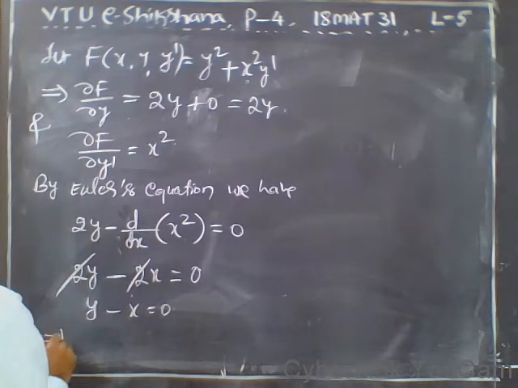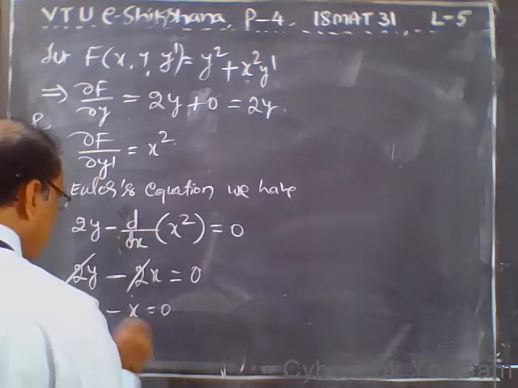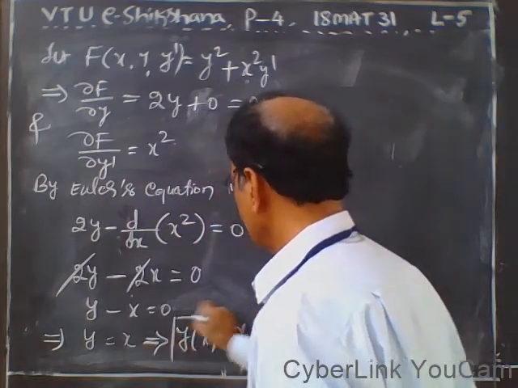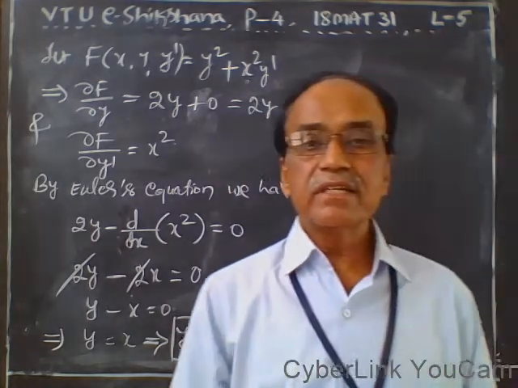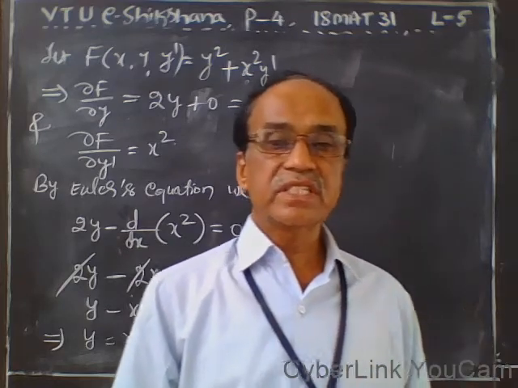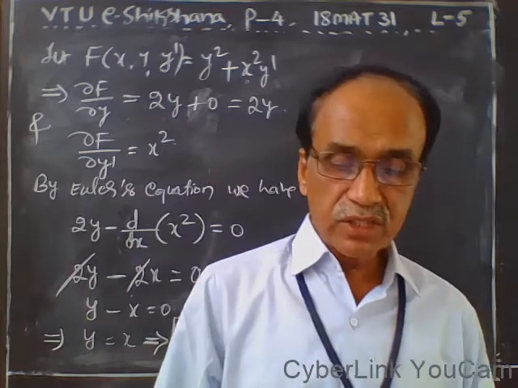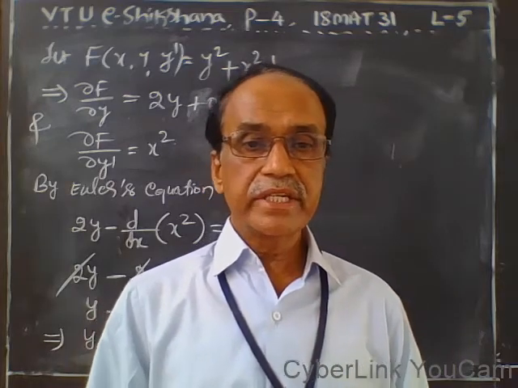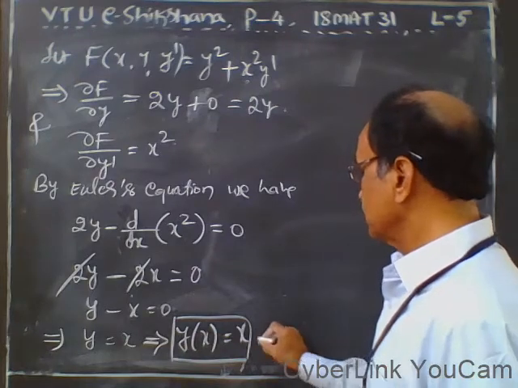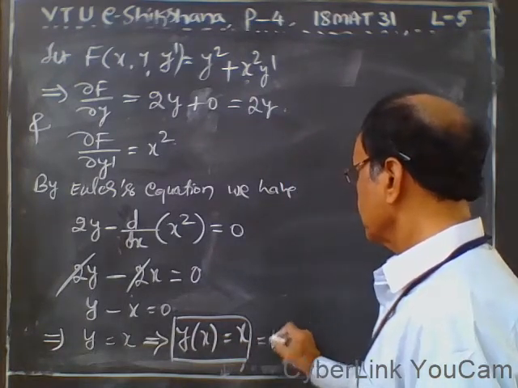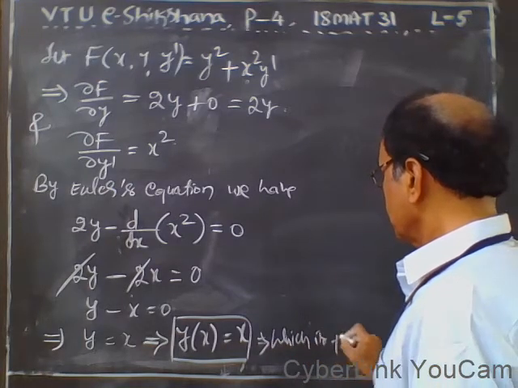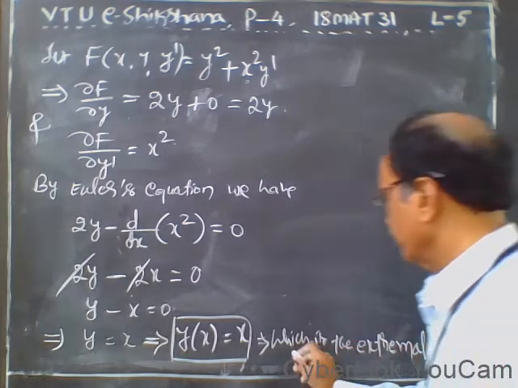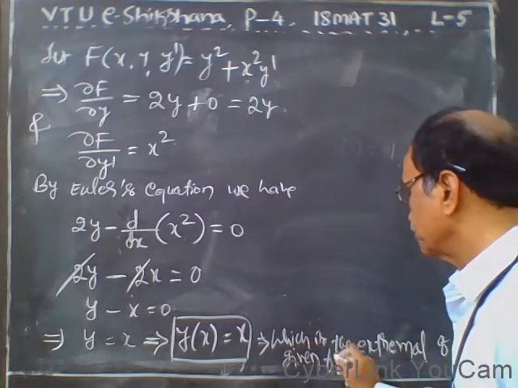This indicates the extremal, that is y is equal to x. That means y of x is equal to x. What is the meaning of this? Y equal to x is nothing but a straight line passing through the origin. It is a homogeneous equation. Then this equation denotes a straight line, which gives the extremal of the variational problem. That itself is the extremal of the given functional.